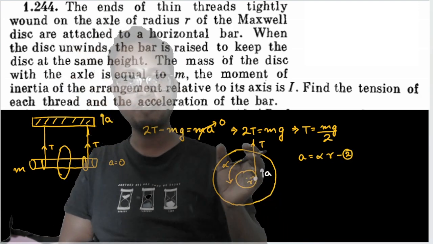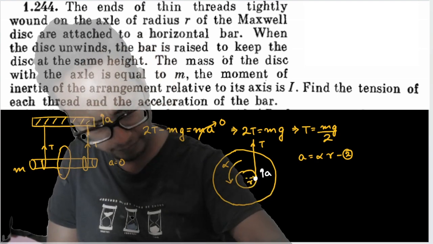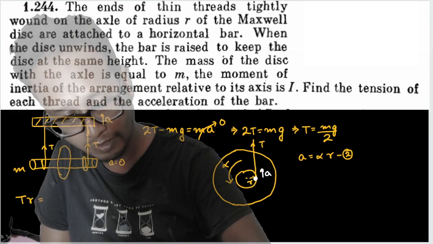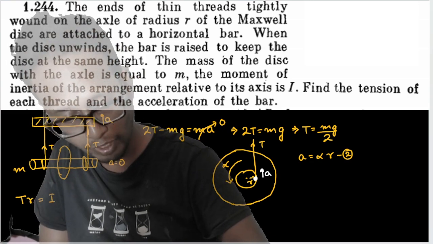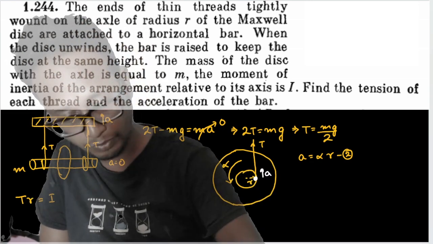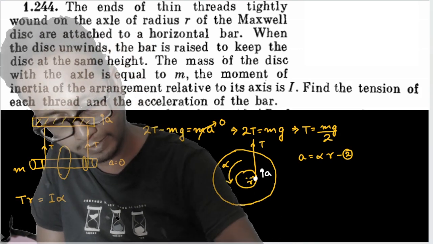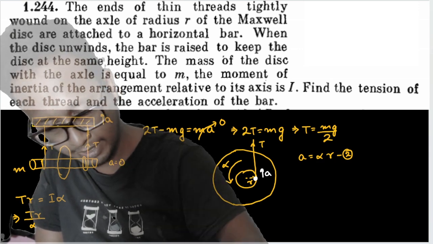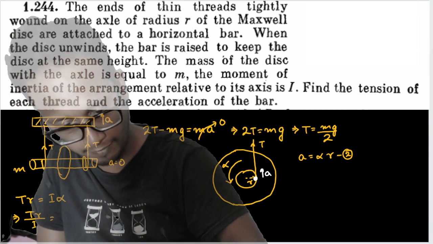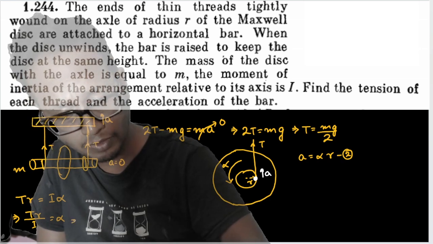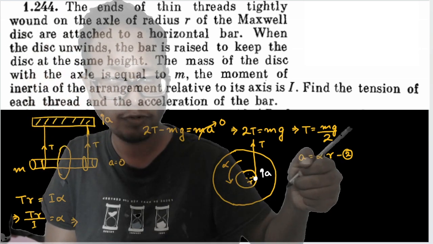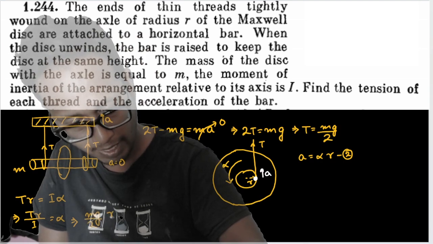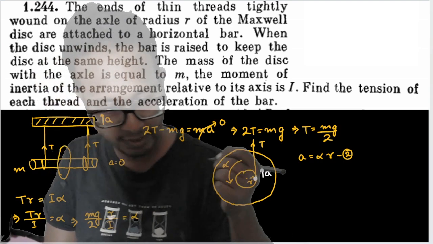And if I make a rotational equation, the torque produced by this tension force is nothing but T into R, or R cross T, which is equal to moment of inertia of this entire Maxwell disk into angular acceleration of this Maxwell disk, isn't it? So I can write TR by I is equal to alpha, the angular acceleration. What is the value of T, or what is the value of tension force? I already found out, mg by 2. So mg by 2 into r by I is equal to angular acceleration alpha.